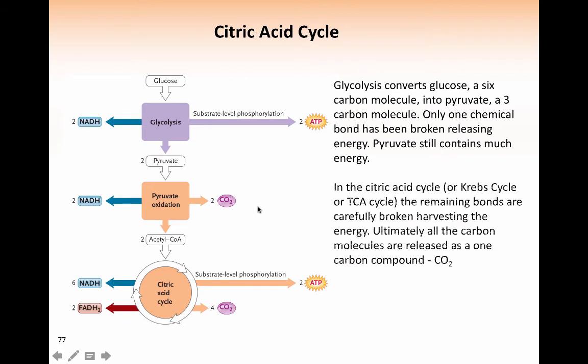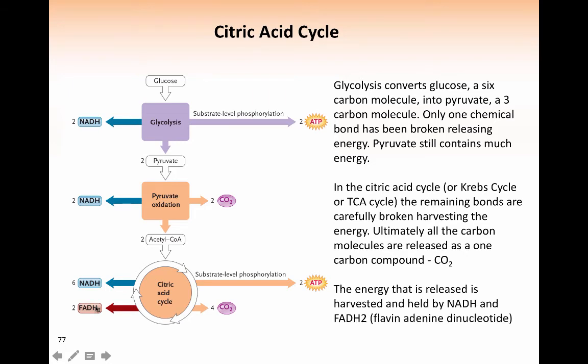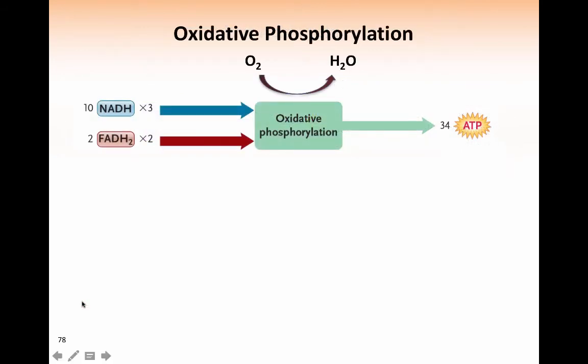So, in the citric acid cycle, the rest of the bonds are broken, and we have lots more energy right here. Okay, but we also have a couple other products right there. And so the energy that's released is also harvested and held by NADH and FADH2. So those are 2 products there. And when we take a look at oxidative phosphorylation, we see those are our important donors for electrons.